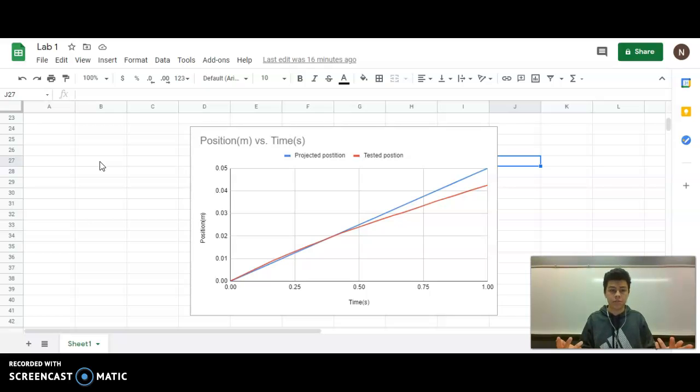And I've gone over the primary differences between the projected position and the tested position. I also have gone through how I calculated those positions and why those are the best methods to do so.